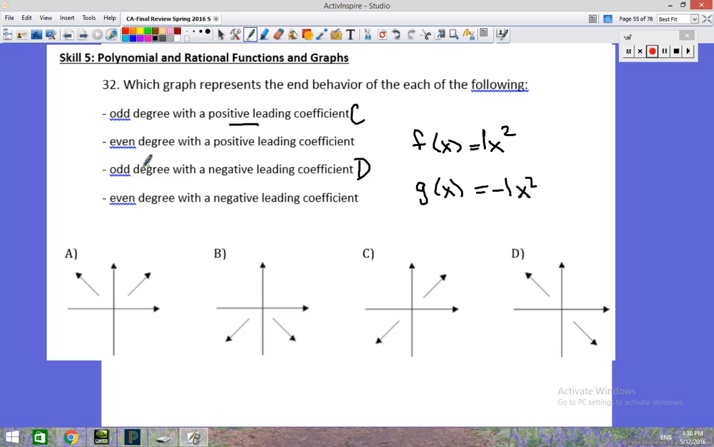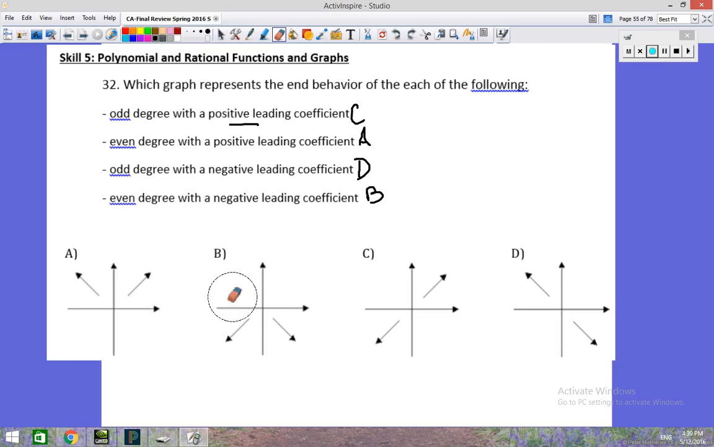So here it'll be an even degree with a positive leading coefficient. This is A. And an even degree with a negative leading coefficient, like negative 1 times x squared, that's going to be B. So you know that these questions are going to be on there, but either these are going to be shuffled, or the choices are shuffled, or both. But if you memorize that A and B have to be even degree, C and D have to be odd degree, positive is up to the right, negative is down to the right.